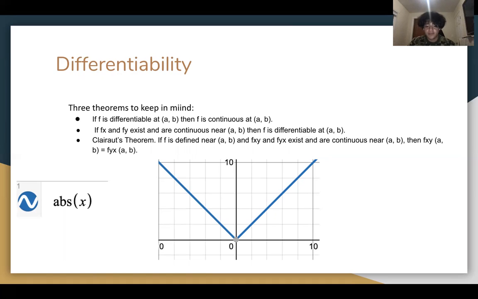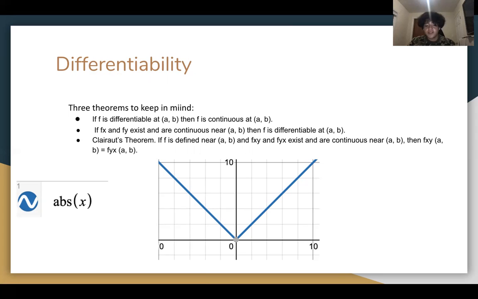The three theorems being: if f is differentiable at (a, b), then f is continuous at (a, b). If fx and fy exist and are continuous near (a, b), then f is differentiable at (a, b). And then Clairaut's theorem: if f is defined near (a, b) and fxy and fyx exist and are continuous near (a, b), then fxy(a, b) equals fyx(a, b).